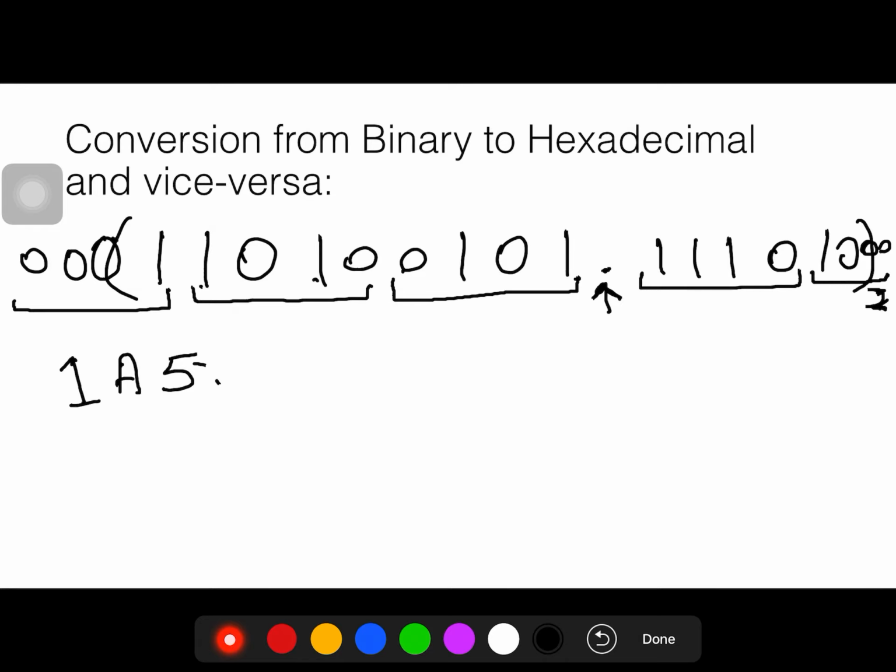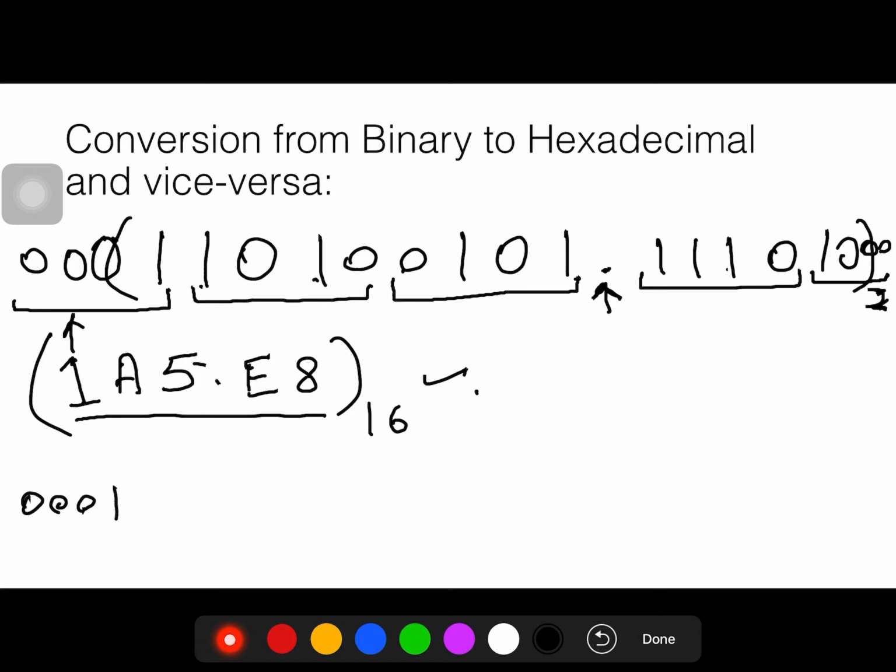This is 5 point. What is this number? 8 plus 4 plus 2 is 14, which is E, and then again 8. This is the required hexadecimal number. In order to convert this hexadecimal number to binary, it is very simple. Now do the reverse conversion. Reverse conversion is possible. 0001, A. We will replace each digit with its 4-bit binary group.